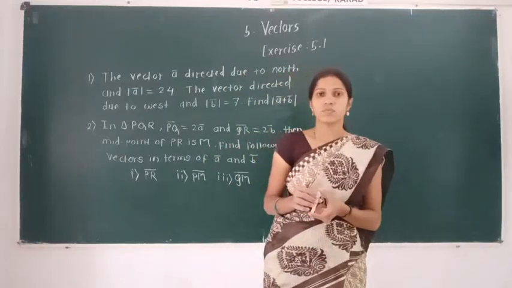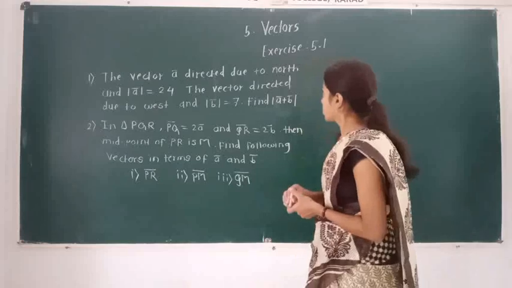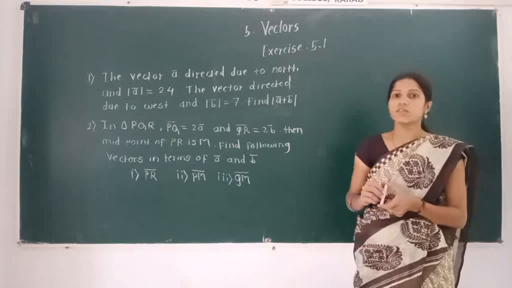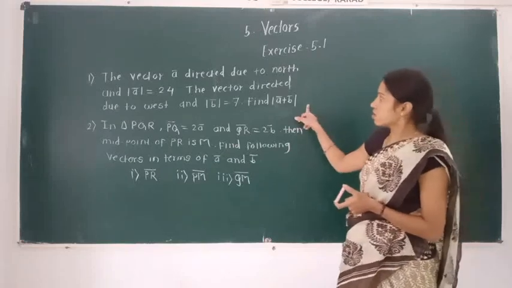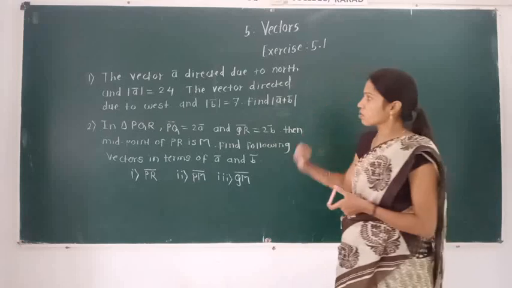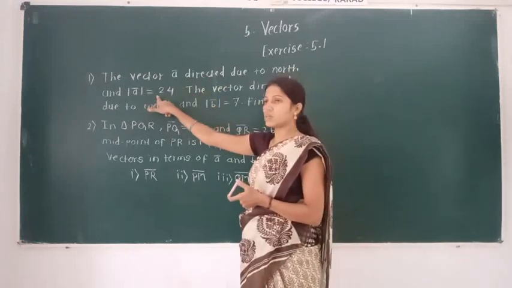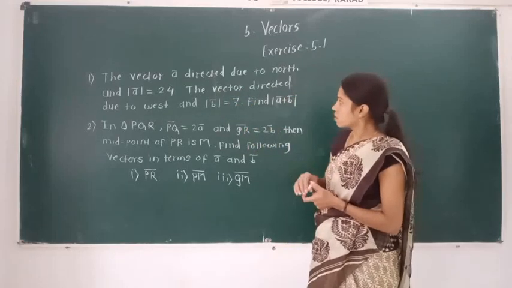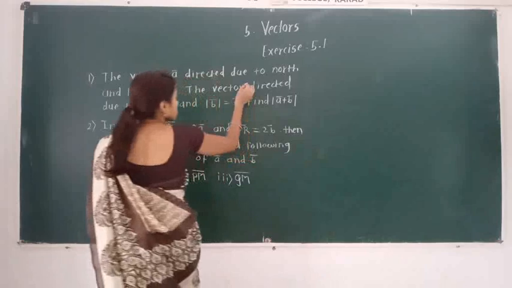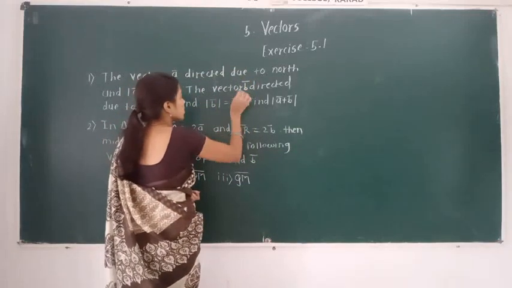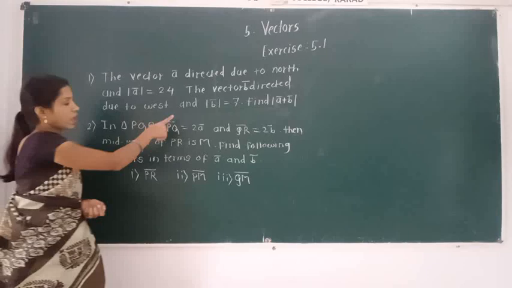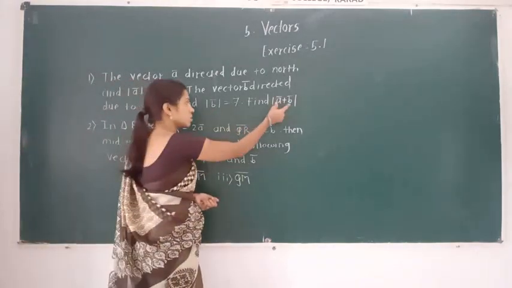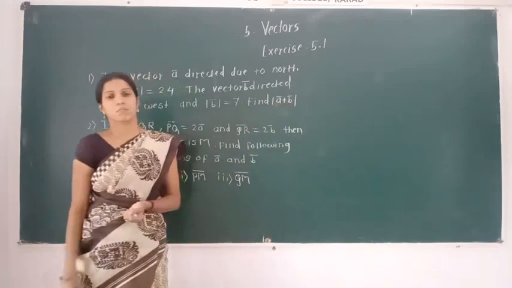In this video lecture, we are going to start exercise number 5.1. Okay, so let's see. The first question is here. The vector A bar is directed due north and its magnitude is given as 24, and the vector B bar is directed due west and its magnitude is given as 7. Find the magnitude of A bar plus B bar.